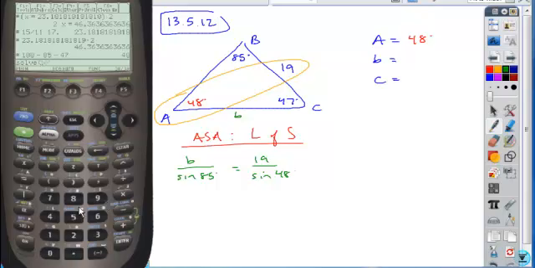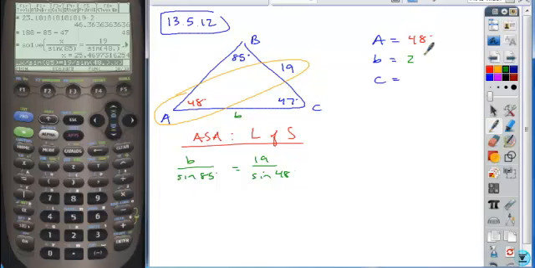And in fact, I would recommend using the solve feature. It'll save you time in the long run, because when you set this up and solve, put a decimal here, and we're solving for x. This is going to give us our length b to be 25.47.